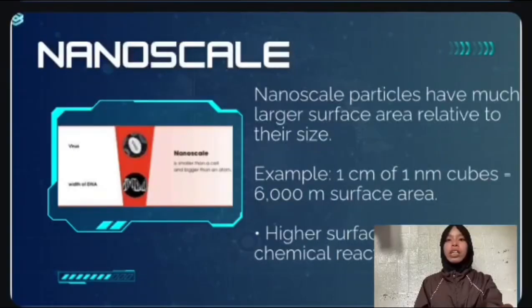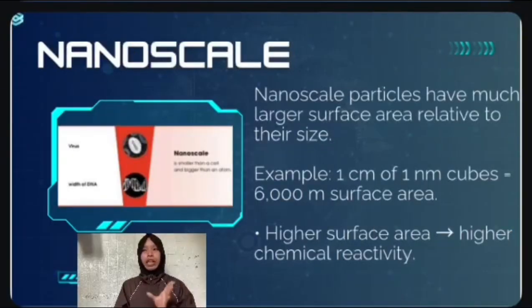The last one is the very high surface area. When materials are broken into extremely tiny particles, their surface area increases a lot compared to their size. An example, as you can see on the slide, is that a cubic centimeter of 1 nanometer cubes can have around 6,000 square meters of surface area. That's huge considering how small the material is.